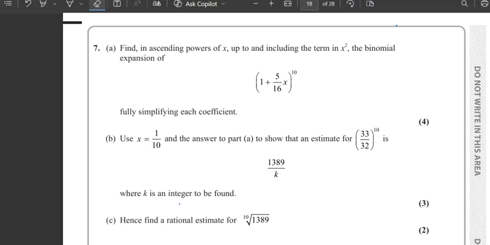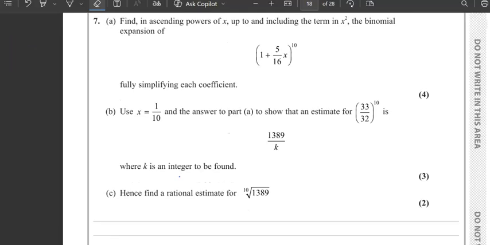Then part B, use x equals 1/10 and the answer to part A to show that an estimate for (33/32)^10 is 1389 over k, where k is an integer to be found. Then the last part C, hence find a rational estimate for the 10th root of 1389.